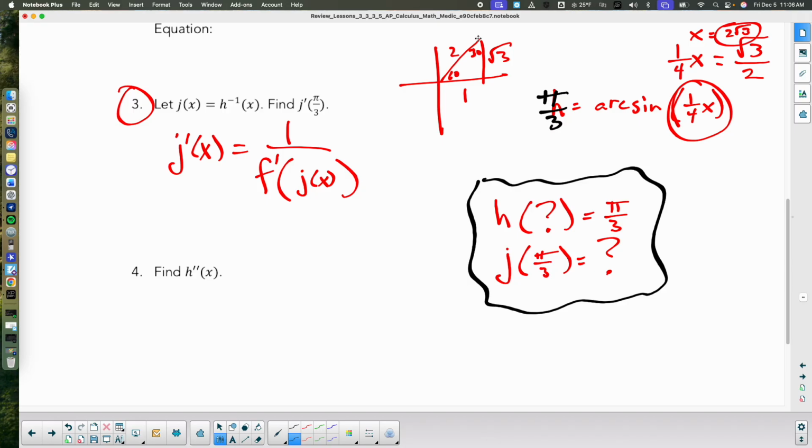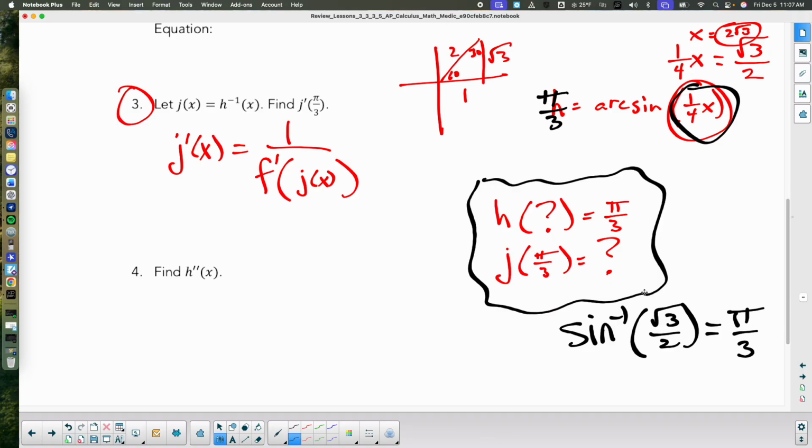What makes it weirder, that thing equals square root of 3 over 2. Because if I write down inverse sine of square root of 3 over 2, the answer would be pi thirds. But square root of 3 over 2 is written as 1/4 x. And so I have to figure out when 1/4 x is the same as square root of 3 over 2. So I did like a little tiny equation above it to figure that out. And that's how I got 2 root 3.